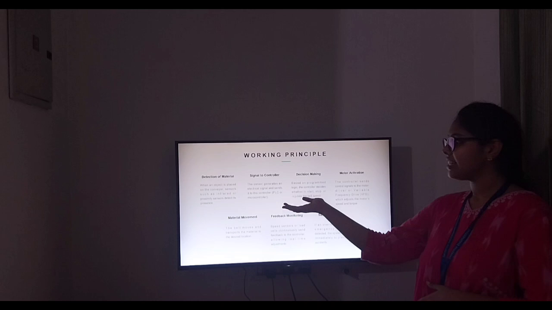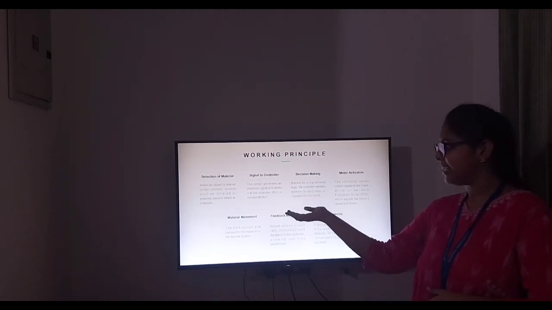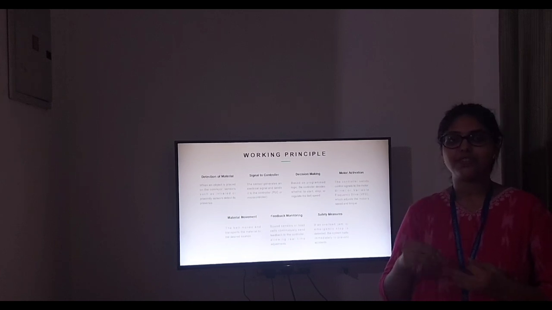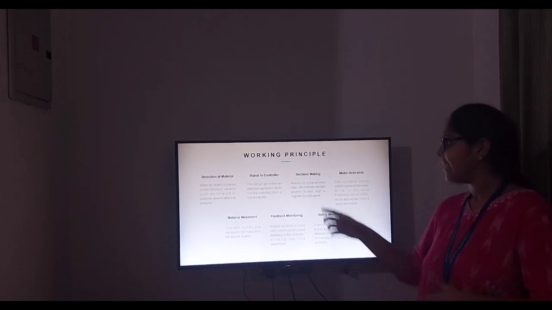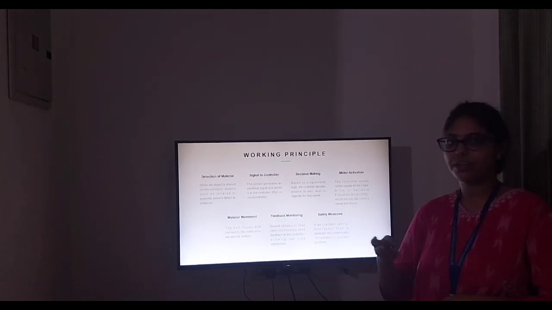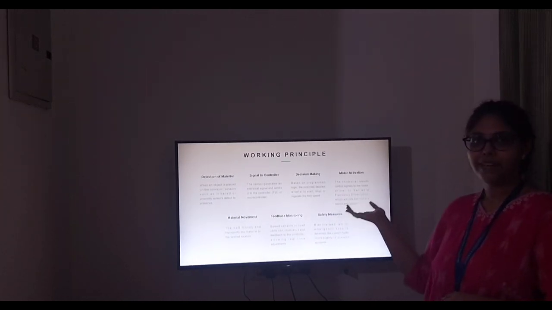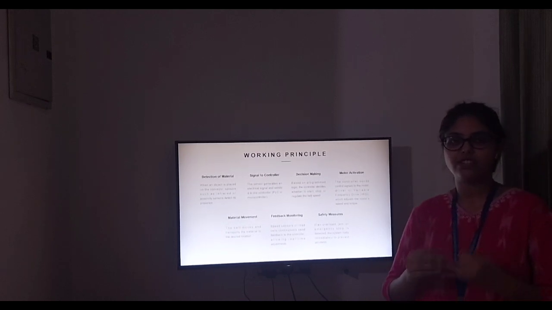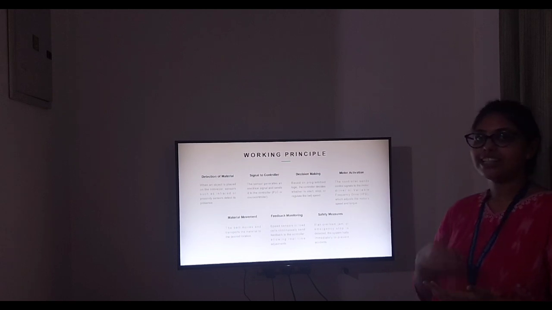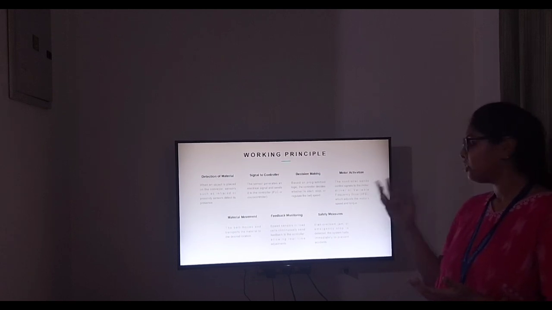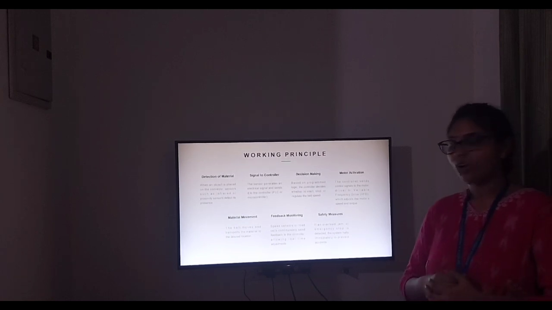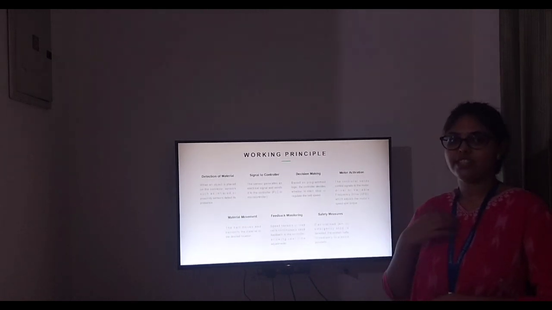Working principle. Firstly, we have detection of material. When an object is placed on the conveyor, sensors such as infrared sensors, proximity sensors and photoelectric sensors sense it, and then the sensor generates an electrical signal and sends it to the controller, whether it's a PLC or a microcontroller. The decision is then made based on the programmed logic whether to start, stop or regulate the belt speed. And then we have the motor activation. The controller sends signals to the motor driver or a variable frequency drive, which adjusts the motor speed and torque. And then we have the material movement, which is our output.